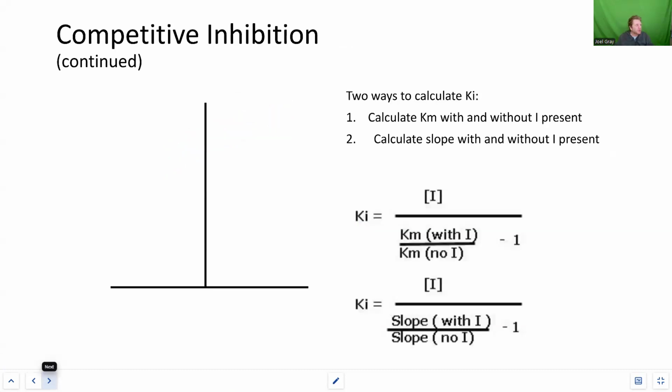Now, if we move on to look at a competitive inhibitor, you have a Ki, which is effectively the affinity that your enzyme has for the inhibitor.